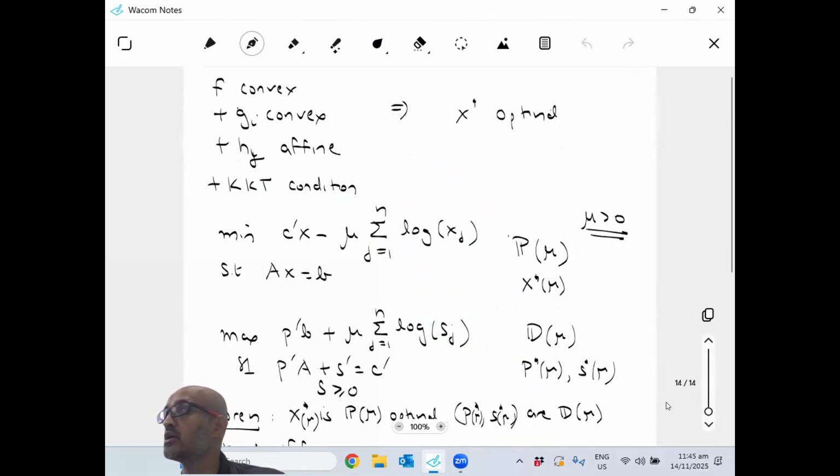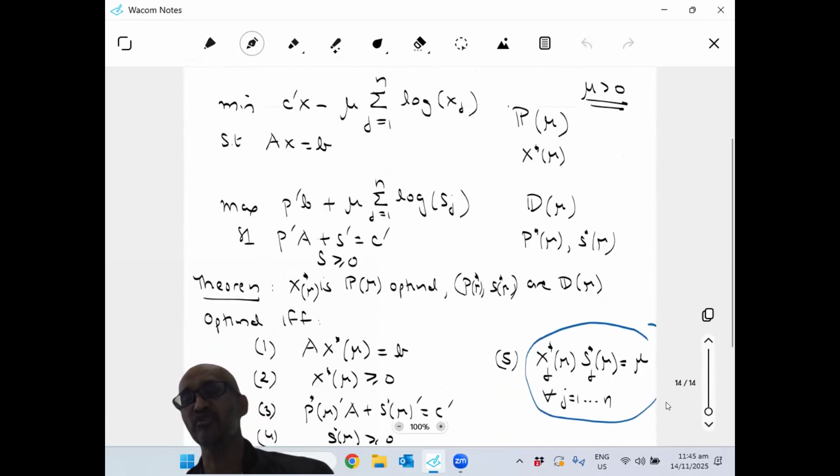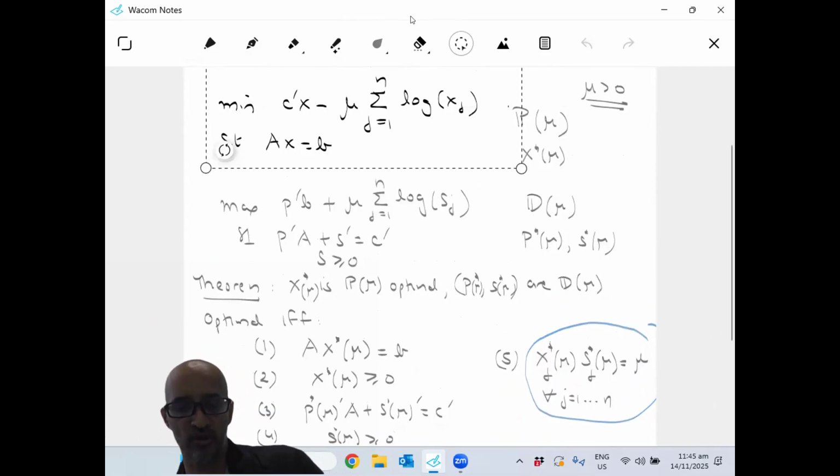What has changed is that in classic LP, x times s is equal to 0. There's complementary slackness. Here, complementary slackness shows up as the product of these two variables being equal to mu. It's not equal to 0. But you can see what will happen as mu goes down to 0: this number will go down to 0. So how do you see this? You can just take the KKT conditions for this problem. Why should you believe these optimality conditions?